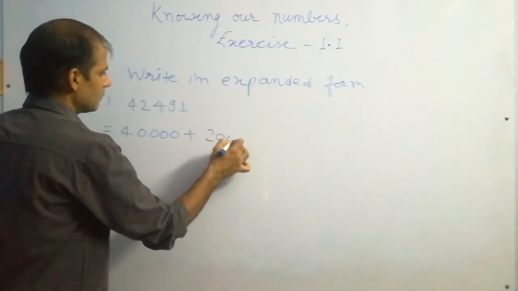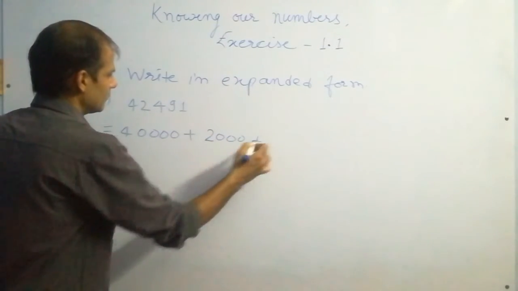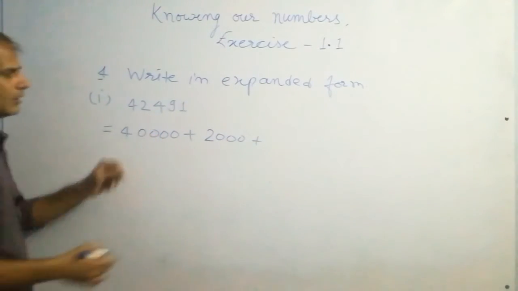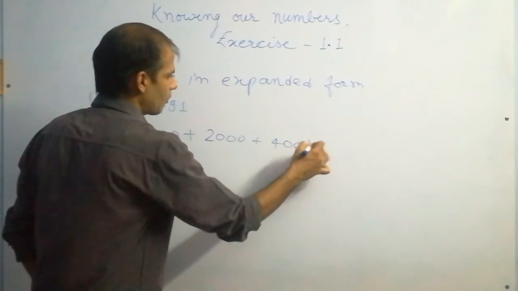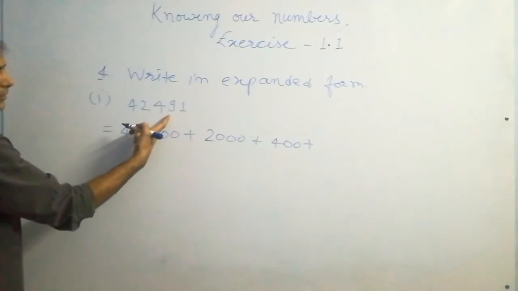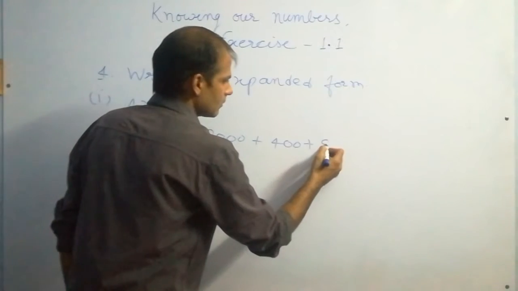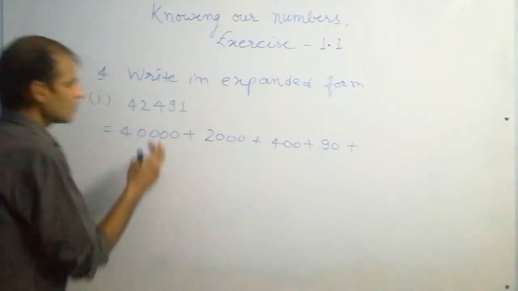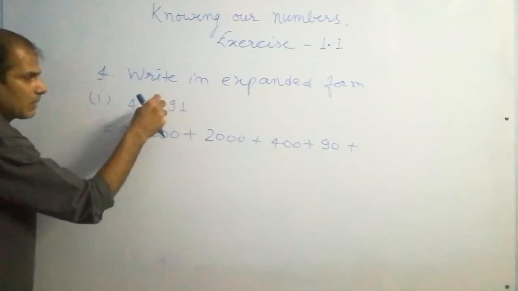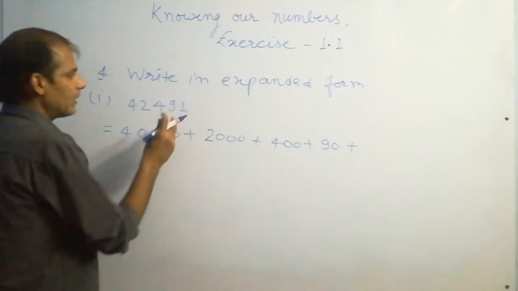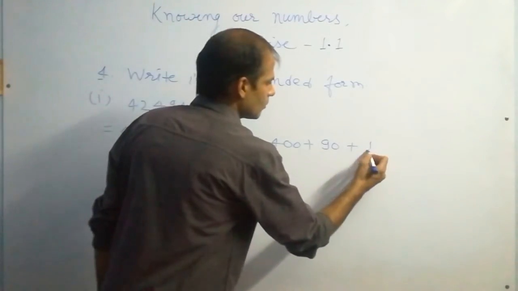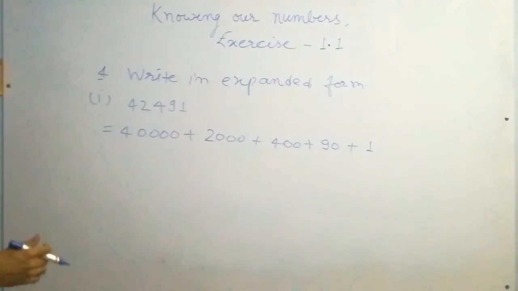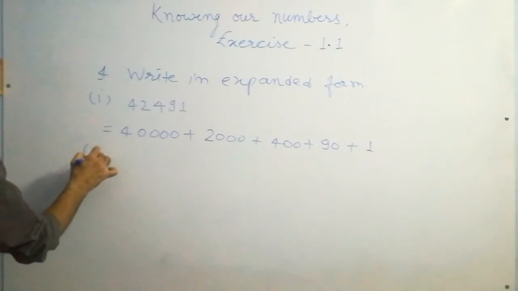So we will write 2,000. Ones, tens, hundreds. It is 400. Ones, tens. So it is 90. Means ones, tens, so multiply 9 by 10. And finally it is ones. So multiply this by 1. This is the expanded form of this number.